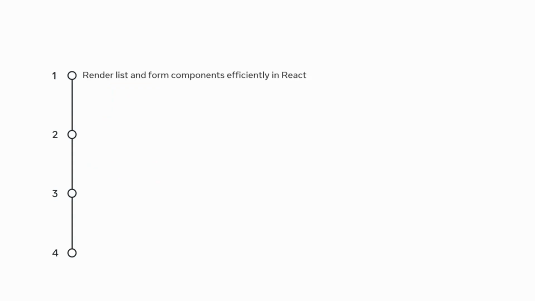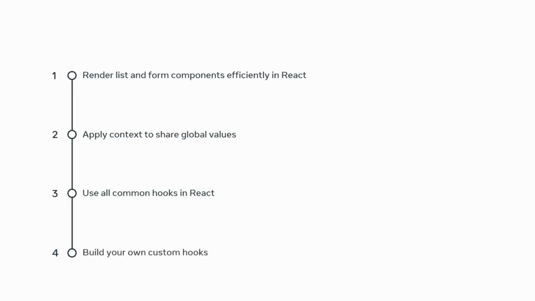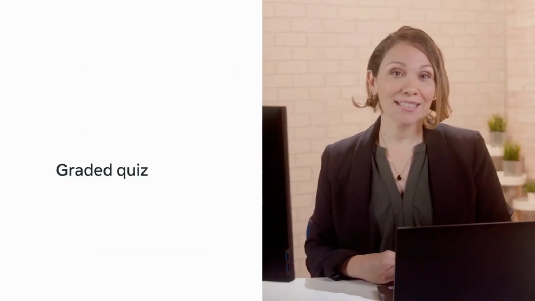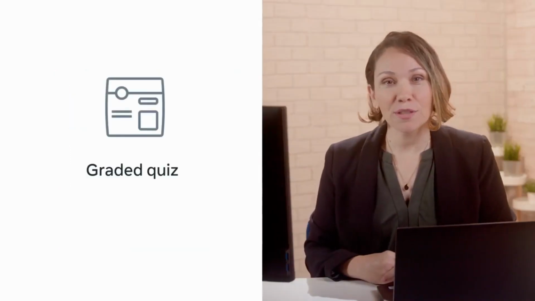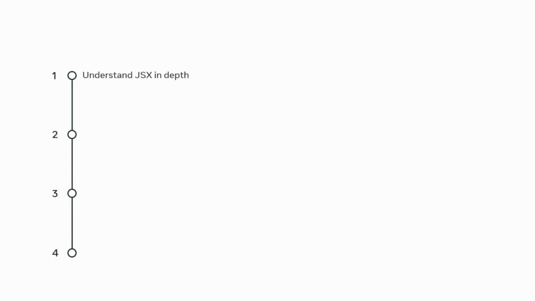Following your completion of this course in Advanced React, you should now be able to render list and form components efficiently in React, demonstrate how context provides a way to share global values between components with a defined API and potential applications, use all common hooks in React and put them to use within your application, and build your own custom hooks.